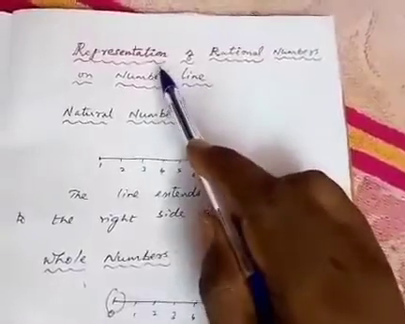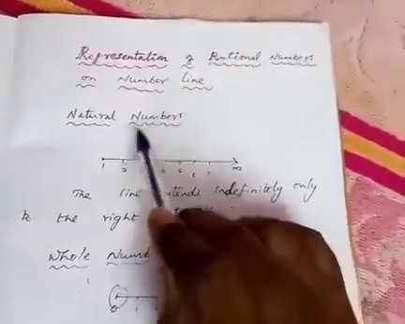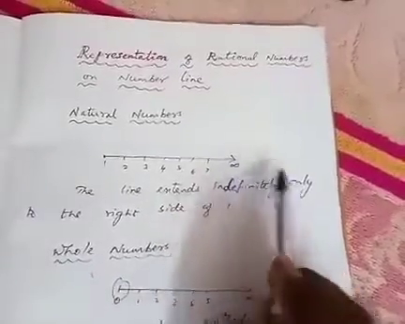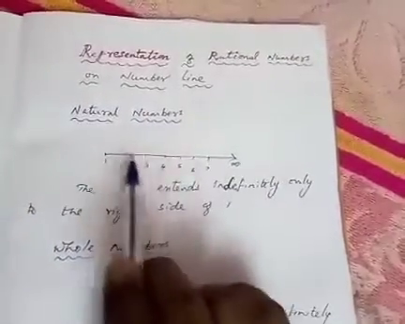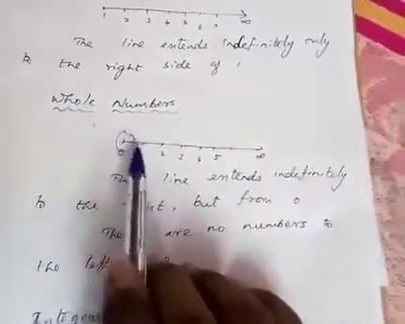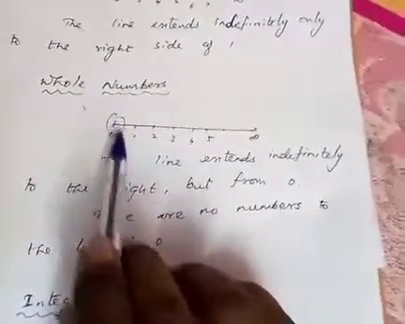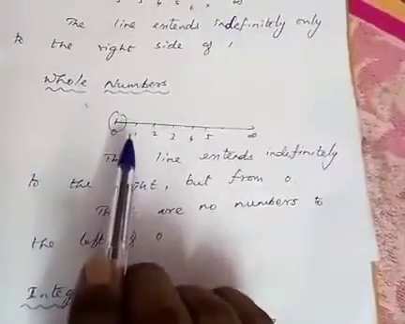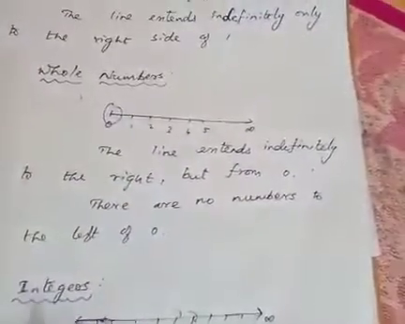The next concept is representation of rational numbers on the number line. Natural numbers: the line extends indefinitely only to the right side of 1. The next one is whole numbers. The line extends indefinitely to the right, but from 0. So there are no numbers to the left of 0.